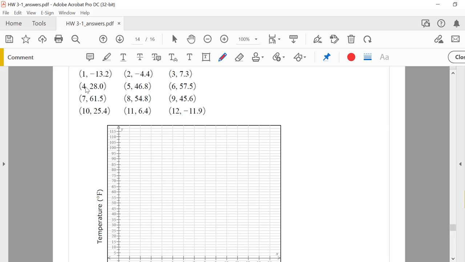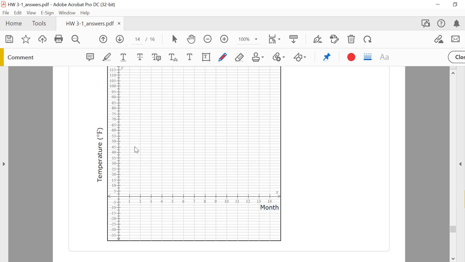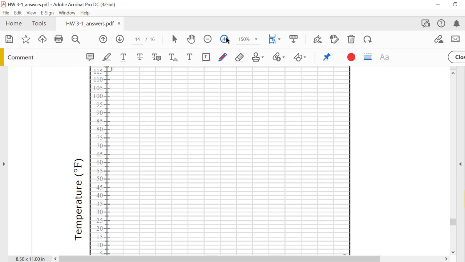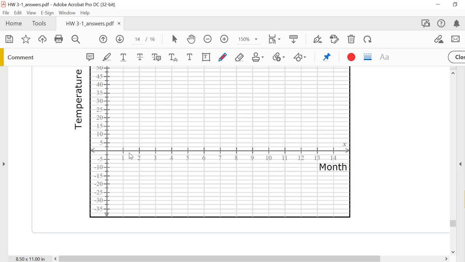So for January, for 1, negative 13.2. So here's 1. I've got to blow it up. Here's 1, and you need to go to negative 13.2. There's negative 5, negative 10, negative 12.5. So somewhere about right here is negative 13.2.